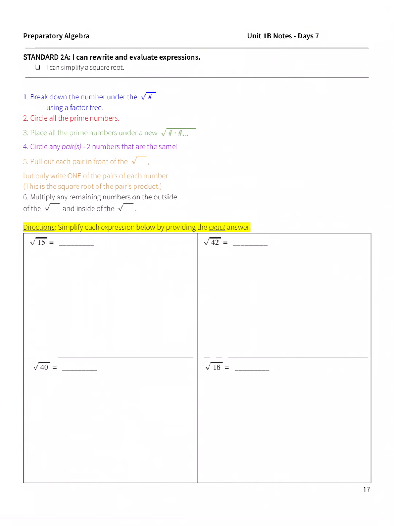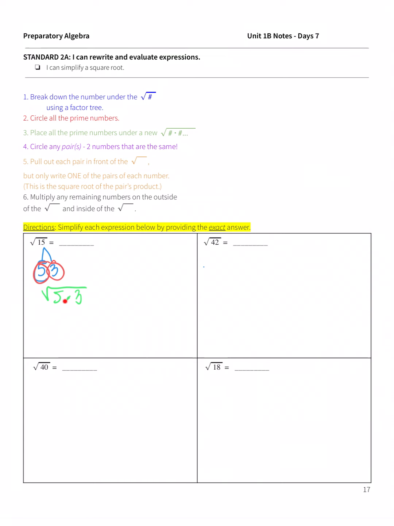Okay, here we go. The first thing we do is we need to break the number under the square root into a factor tree. So we have 15, and that is 5 times 3. Those are both prime numbers, so I need to circle them. Next, you place all of the prime numbers under a new square root. 5 times 3. Next, you pull out any pairs that you might see.